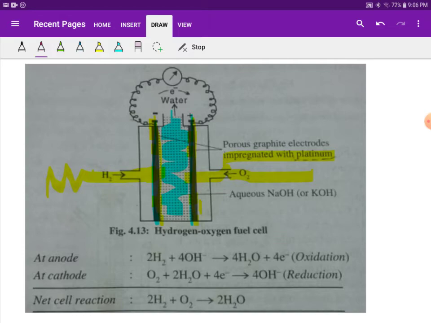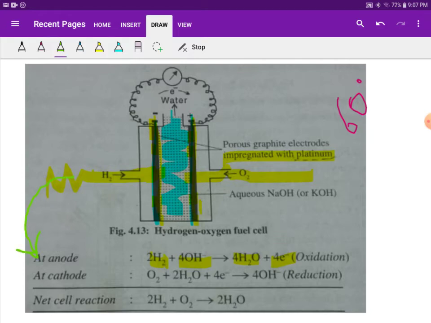pressure. The electrode reactions involved are at the anode, that is the left-hand electrode, the electrode reaction is 2H2 plus 4OH minus giving 4H2O plus 4 electron. That is the oxidation reaction on the left side.